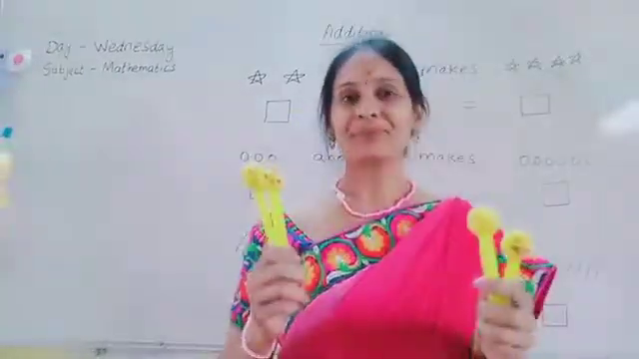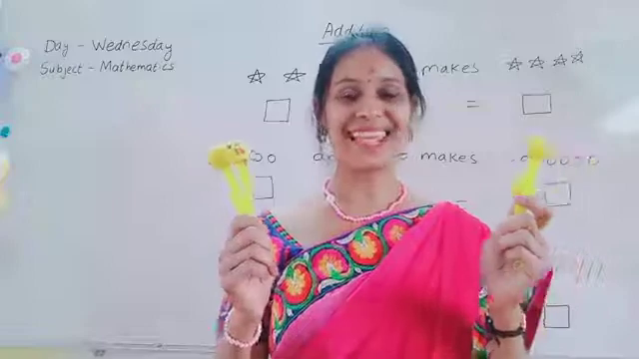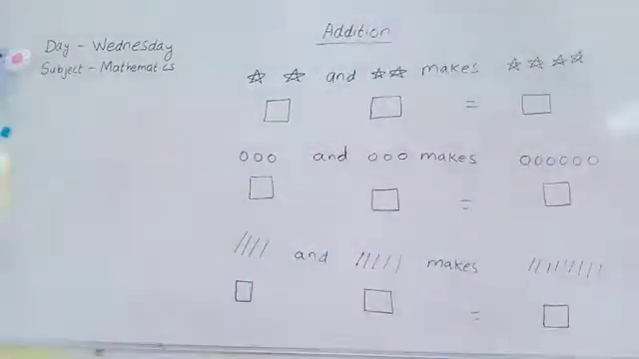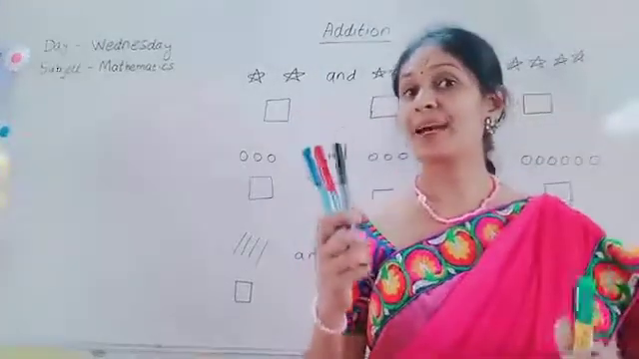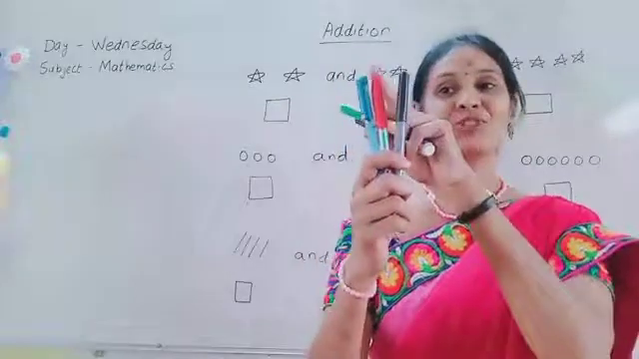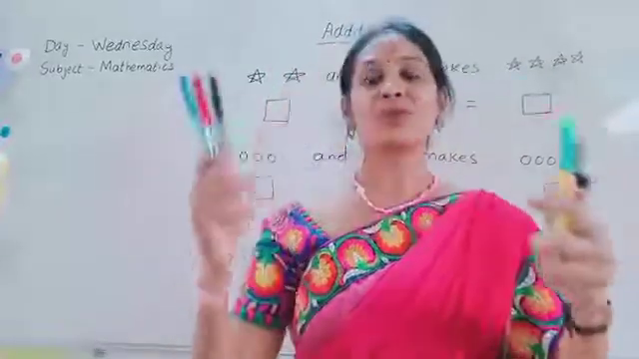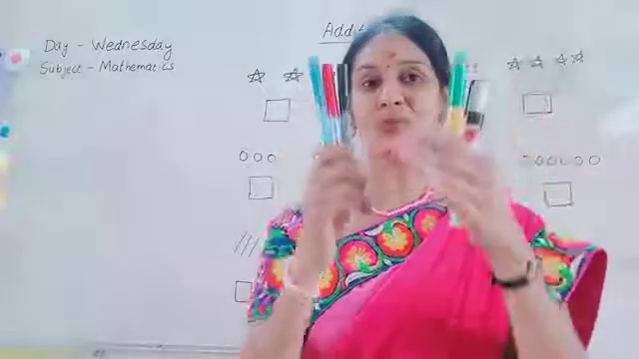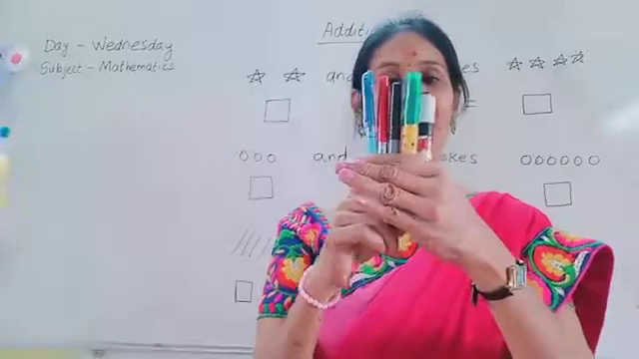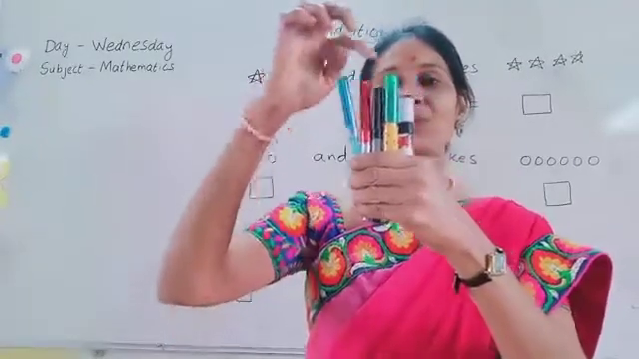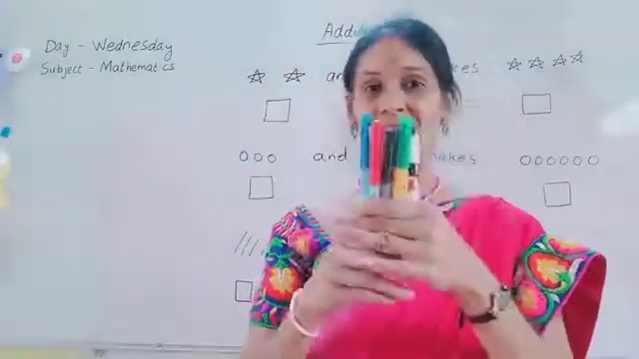Okay, so I think you understood how to make addition. Yes. Now count how many pens are there in this hand. 1, 2, 3. And in this hand 1, 2. Now 3 and 2 makes how many? Now count all together, how many pens are here? 1, 2, 3, 4, 5. 5 pens are here. Okay.